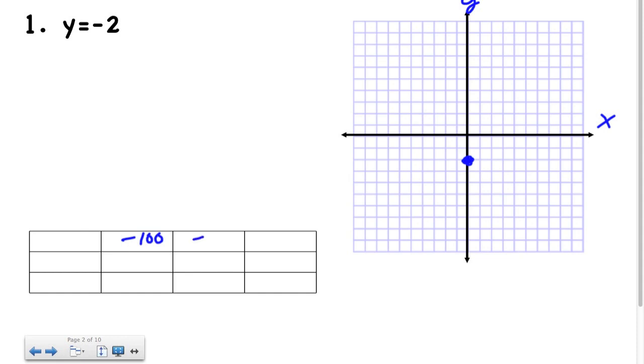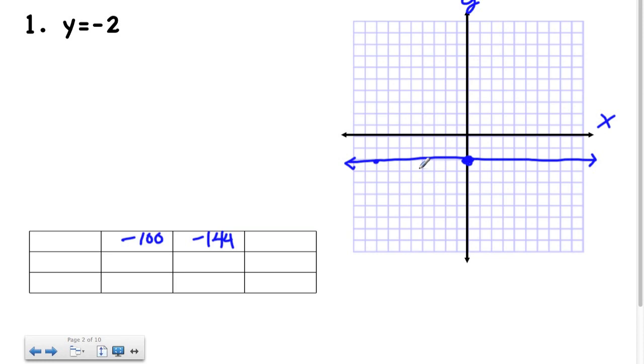You could say -100, -144, whatever. Y is always going to be -2, so it doesn't really matter which points you pick. So if we want to pick this one and then draw our line, it's going to look like this all the way across y equals -2. And that's all you do for this one. So for this question, just graph the line of this equation, and it's just y equals -2. So y is always going to be -2 no matter what x equals.